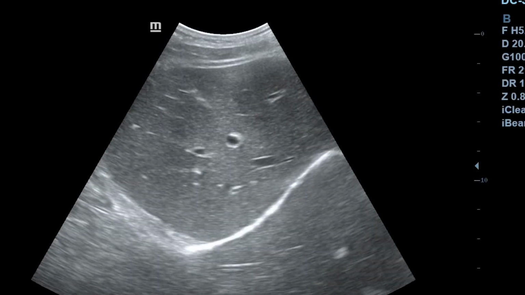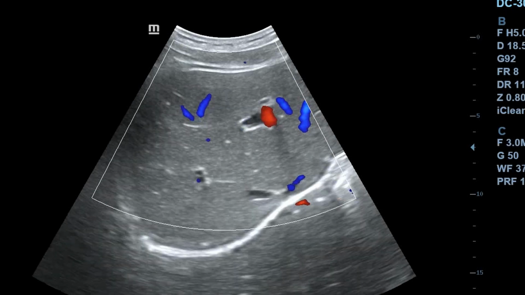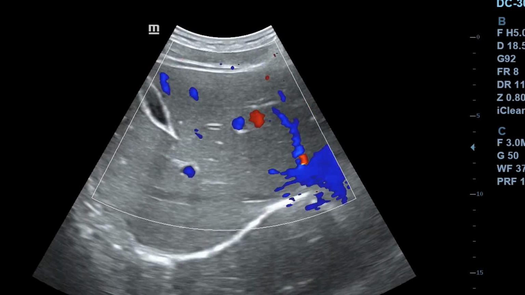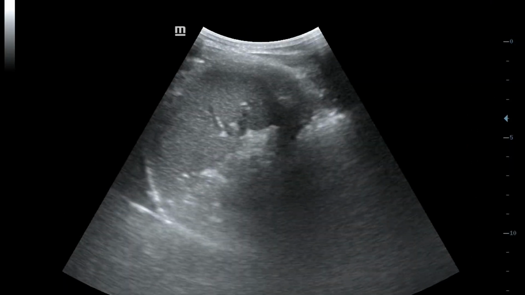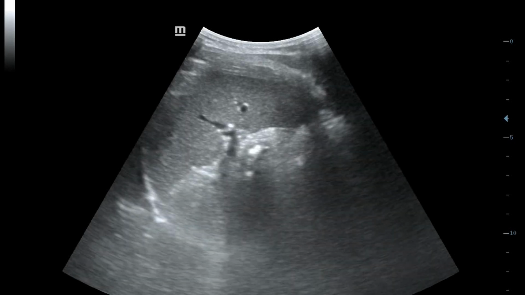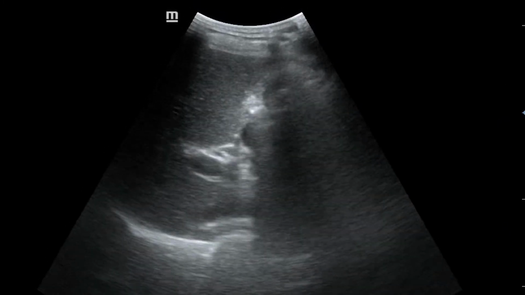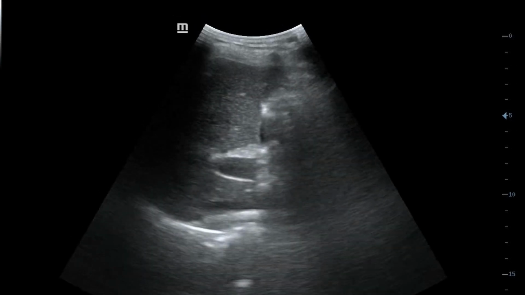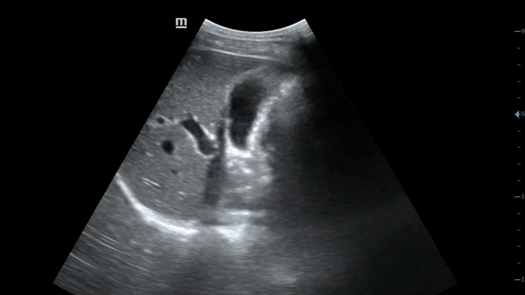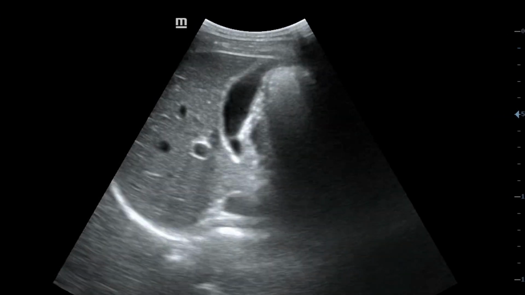The liver is normal in size with normal hepatic parenchyma. The hepatic veins are not dilated. The spleen is normal in size. Here is the common bile duct, which is not dilated. The gallbladder is normal. The lumen is free.